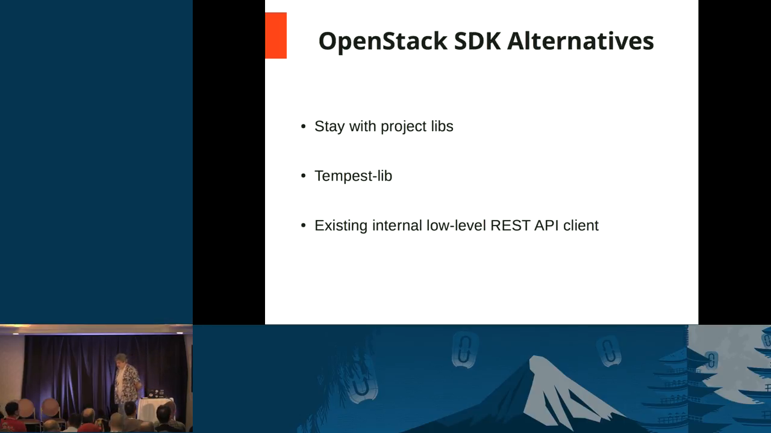The alternatives to using an SDK is to stay with where we are. We can do nothing. We've had suggestions of using TempestLib. And for those of you who don't know what TempestLib is, Tempest is our major testing harness structure, and it has its own set of REST API wrappers for each of the projects.